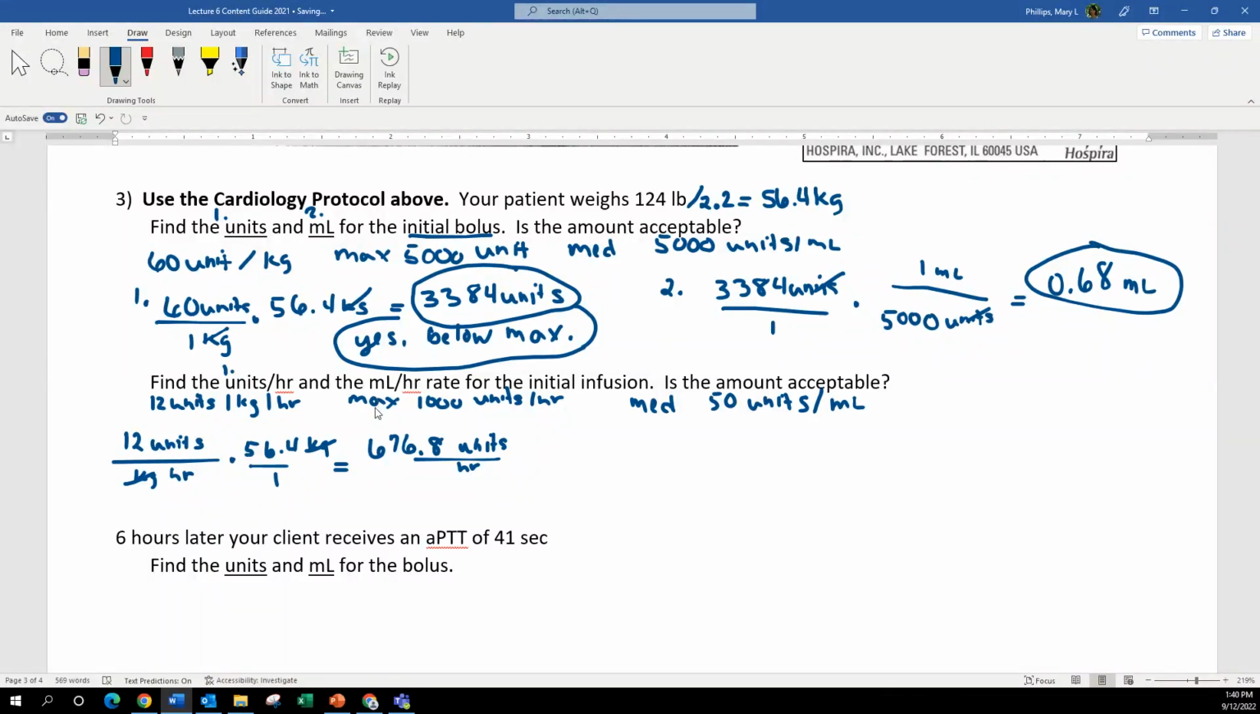So my next question, is this acceptable? Yes, this is below the max. 676 is below 1,000, so this is going to be an okay amount to give to the patient.